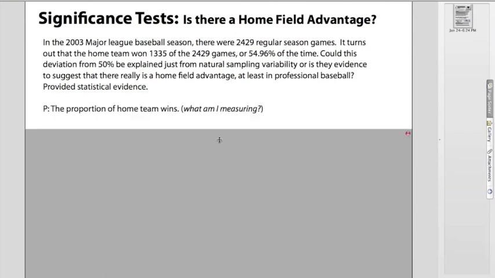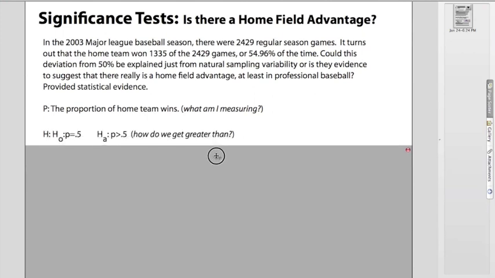We're going to take a significance test one step at a time using PHANTOM. Okay, P, which is the question, what's the parameter that I'm looking at? Well, what am I actually counting? We have 54.96%, or we have 1,335 games out of 2,429. What was I counting? Those 1,335 were the games that they won at home. So I'm really counting the proportion of home team wins.